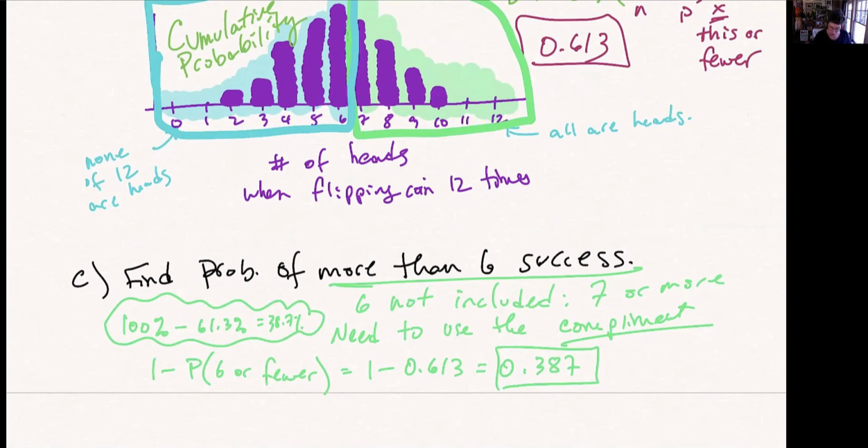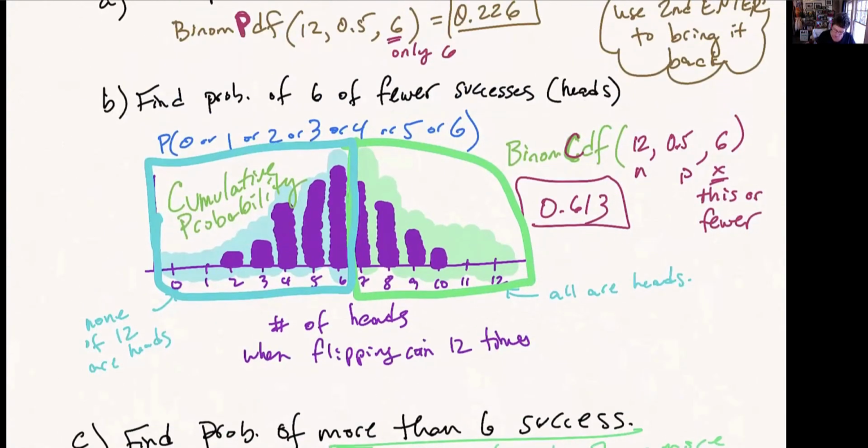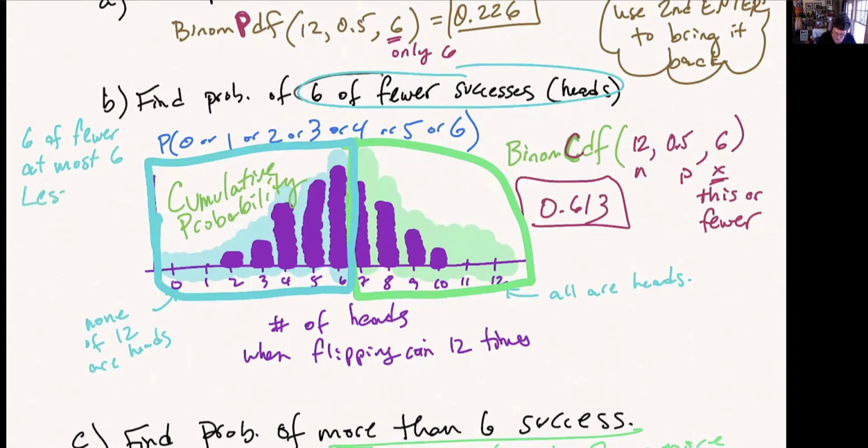Let me just mention a few other ways we could indicate this. If we're doing 6 or fewer, I just want to point out there's a few other ways we could state this. We could say 6 or fewer. We could say at most 6. We could say less than 7. These all three mean the same thing. Less than, because we're talking about discrete variables, less than means you've got to kick it down to 6.